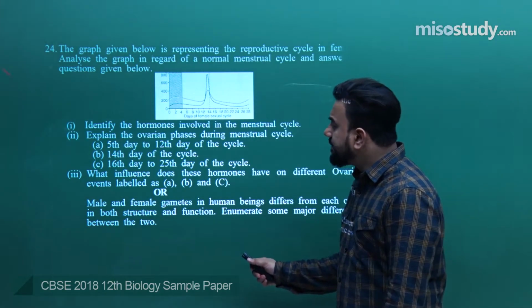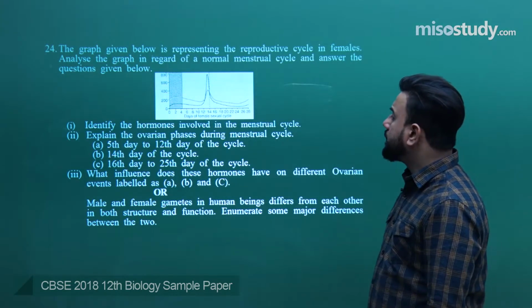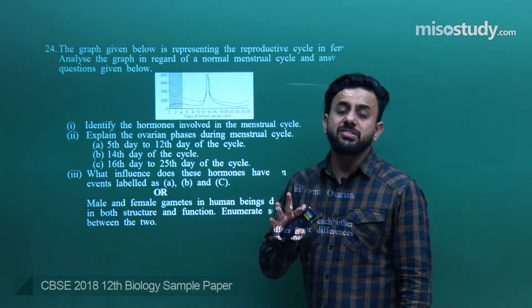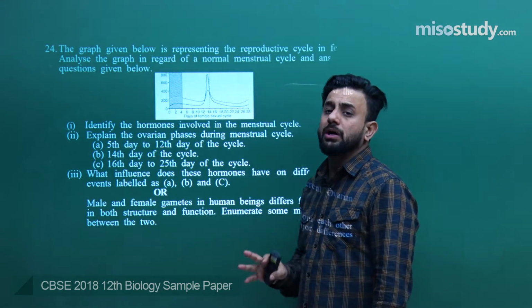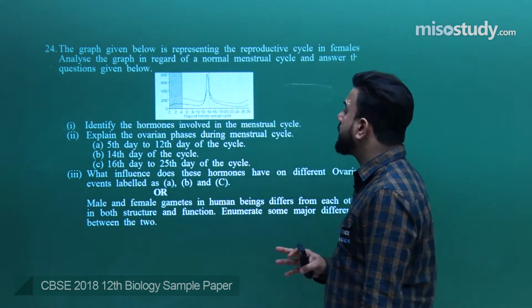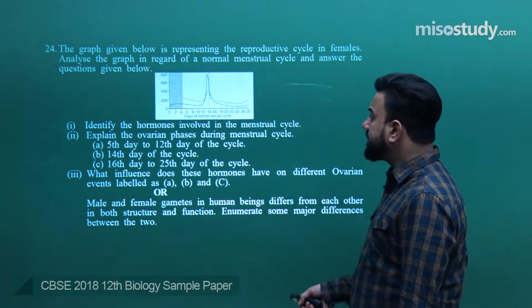Very good. Identify the hormones involved in the menstrual cycle. See, there are basically two hormones which are involved in the menstrual cycle. One is the luteinizing hormone and the other one is the follicle stimulating hormone.